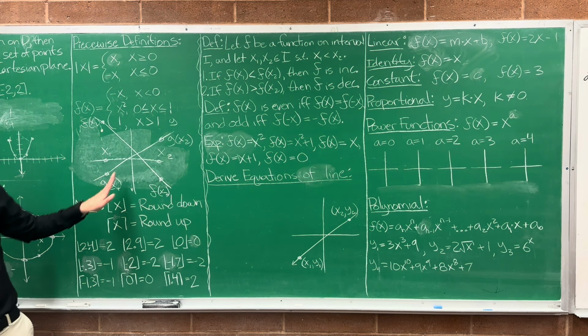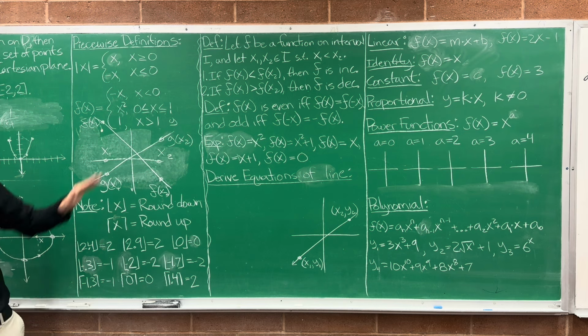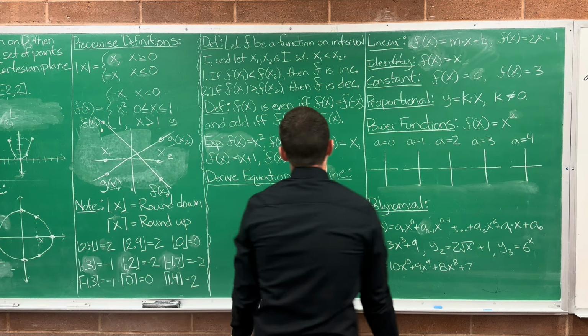What's bigger, g of x2 or g of x1? G of x2 is 2. So in that case, the function's increasing. Okay, so now here's your exact definition.